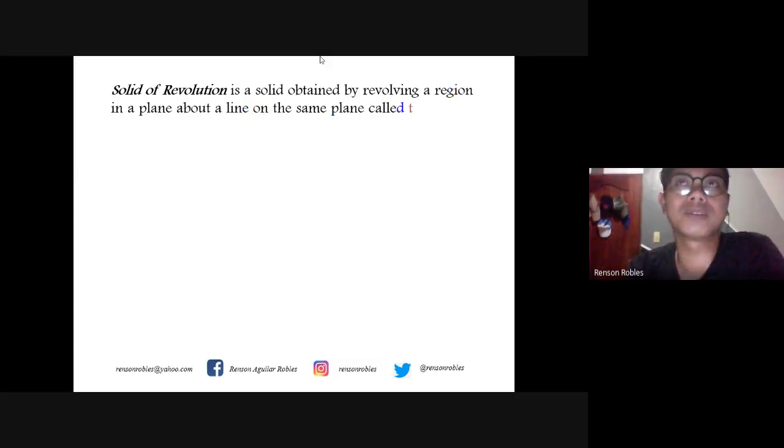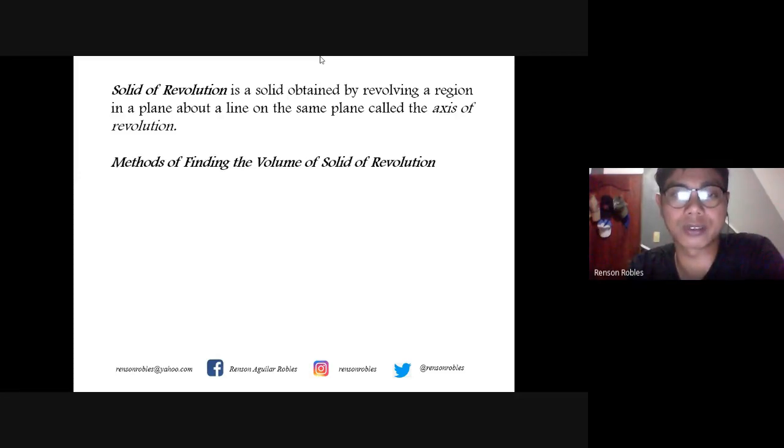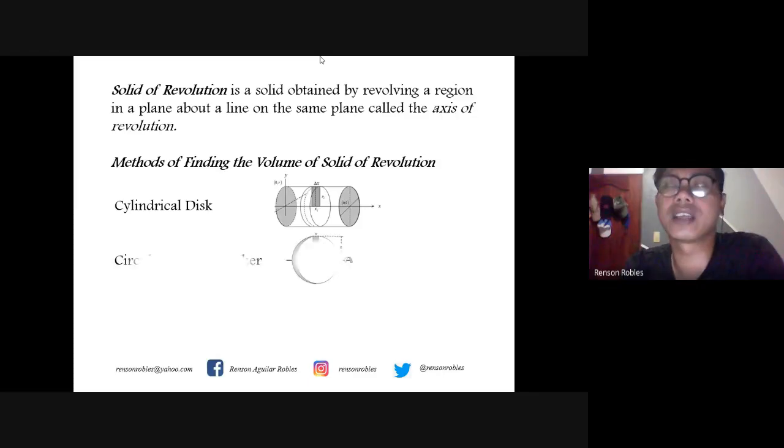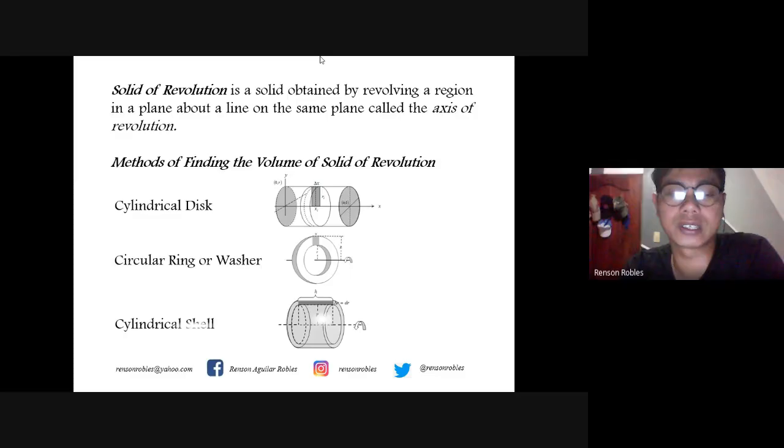We define the solid of revolution to be a solid obtained when the region bounded by different curves is revolved about a certain axis of revolution. So a solid of revolution is a solid obtained by revolving a region in a plane about a line on the same plane. We call it the axis of revolution. There are three ways to solve for the volume of a solid of revolution. The first one is the cylindrical disc method. Another one is the circular ring or the washer method. And the third one is the cylindrical shell.